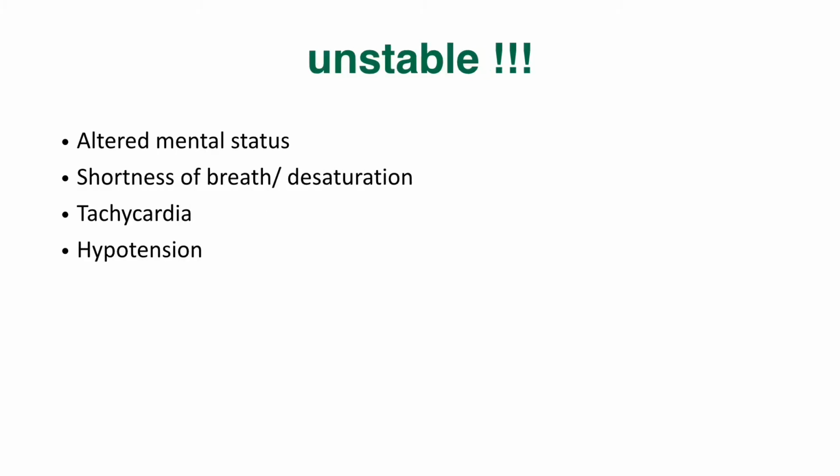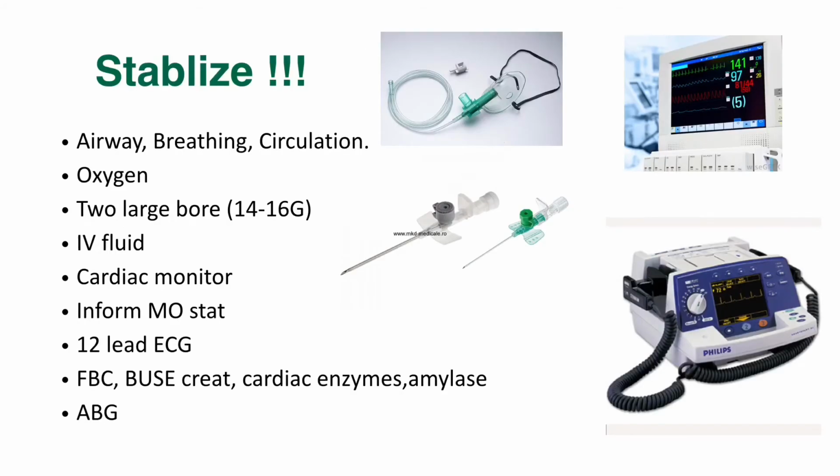Warning signs of unstable patients include altered mental status, shortness of breath, desaturation, tachycardia, and hypotension. Should these occur, start cardiopulmonary resuscitation following the ACLS protocol. Call for help, get a senior doctor on board. Inform your medical officer on call to participate in resuscitating the patient. Intubate if required. Set intravenous large bore branulas and draw blood investigations. While resuscitation is ongoing, identify the cause of the drop of GCS.